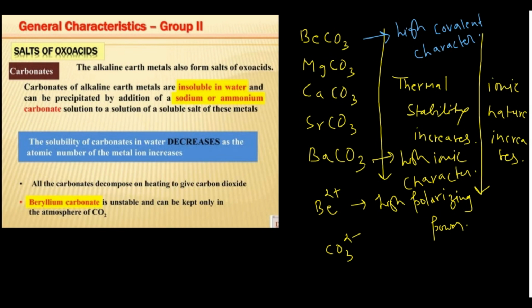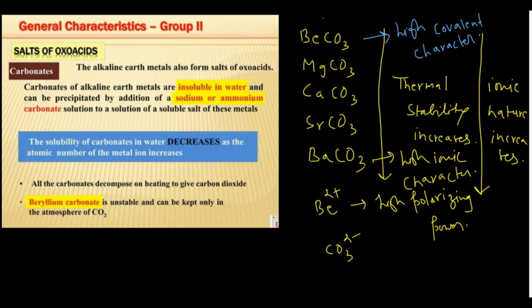However, you can think in that manner that when we move down the group, ionic character increases. That means the solubility should also increase in water, but solubility is not actually increasing when we move down the group for these carbonates. Solubility decreases. Why? Because hydration enthalpy, or the hydration energy, also decreases when we move down the group.